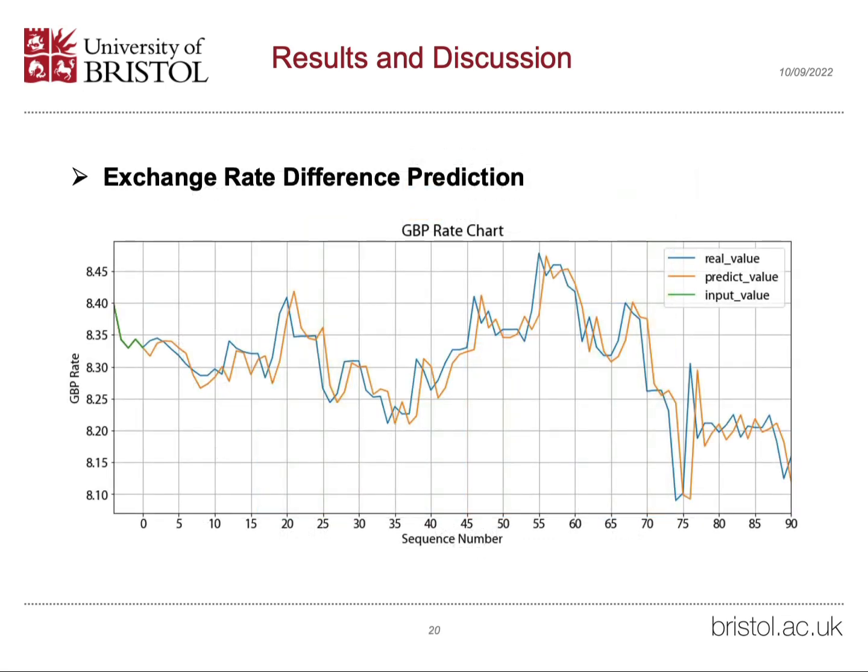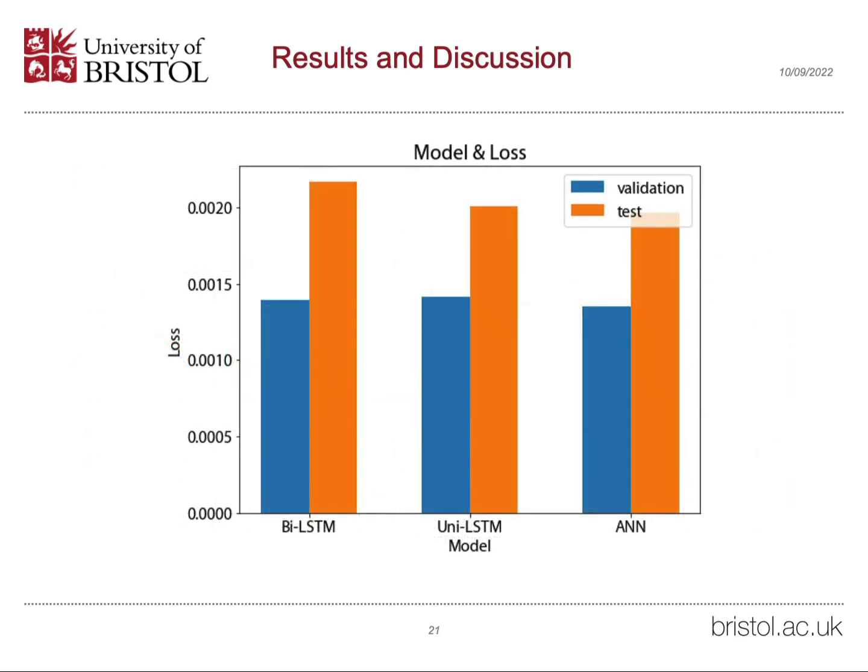For the exchange rate difference prediction model, I performed similar operations, and I also applied the best model state to the test set, and the results are detailed in this figure. Surprisingly, the three models are amazingly similar in terms of both the hyperparameters and the losses on the datasets. The bi-LSTM, uni-LSTM, and ANN models all have essentially the same predictive power and generalizability in the problem of sentiment-based prediction of foreign exchange rate differences.